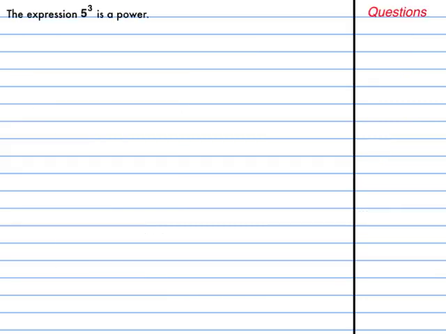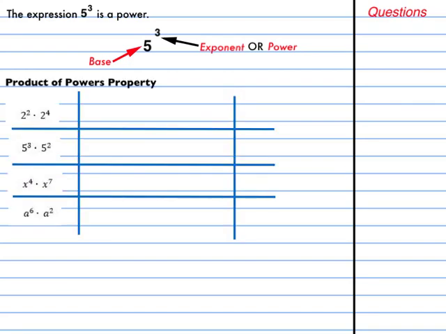So we're going to start with this expression. 5 to the 3rd is known as a power. So there's two basic parts to this. 5 is what's known as our base. And 3 is going to be known as the exponent, or you could call it a power. So we're going to talk about the first property, and it's called product of powers property, when dealing with powers.